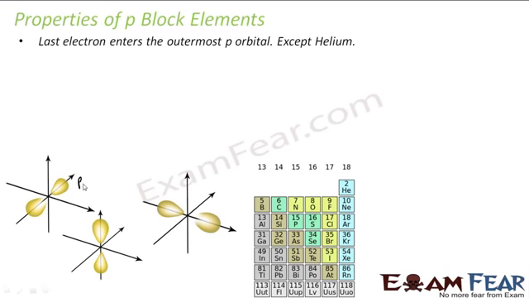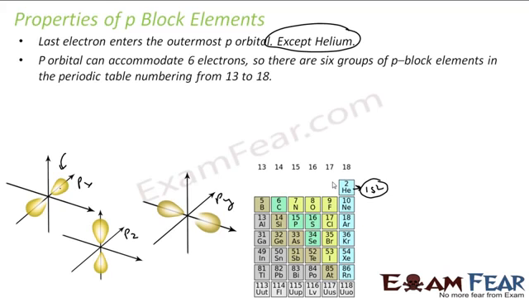So we have px, and let's suppose this is py, and then we have pz, right? So 1, 2, 3, 4, 5, 6. So the p orbitals can hold at the max 6 electrons. If the last electron enters these orbitals, I say it is a p block element. Helium is an exception. In helium, the electronic configuration is 1s2, so the last electron enters the s orbital, but since helium's properties are very much similar to neon and argon, helium is also kept in p block elements.